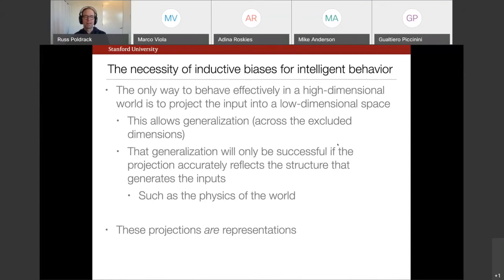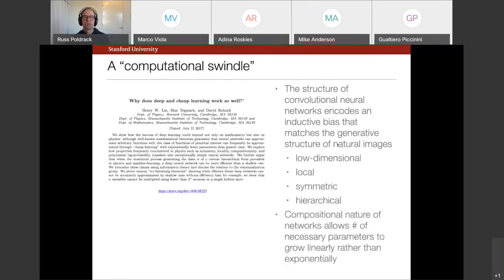So I'm going to make the argument that, in some ways, these projections are representations, right? And I'll finally get to the argument that these are basically necessary for any organism to behave in an adaptive way in an environment. There's a really interesting paper that came out a few years ago by Henry Lin and colleagues that laid out one argument that's been really influential in my thinking about exactly the question I raised. Why, they ask, does deep and cheap learning work so well?